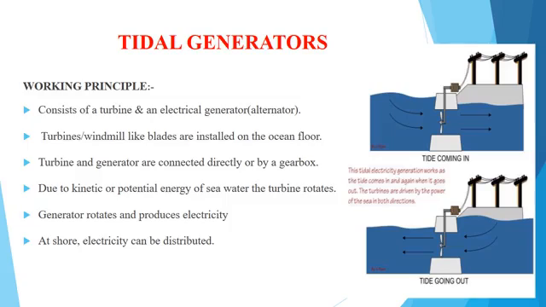The next section is tidal generators, which produce tidal power. The working principle of the tidal generator: it consists of a turbine and an electric generator, that is an alternator. Turbines or windmill-like blades are installed on the ocean floor. The turbine and generator are connected directly by a gearbox. Due to the kinetic or potential energy of seawater, the turbines rotate. The generator rotates and produces electricity. At shore, electricity can be distributed.